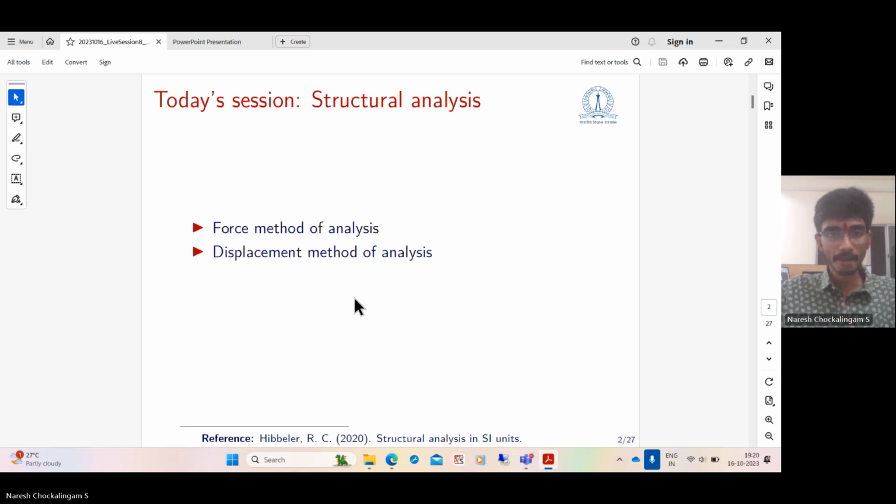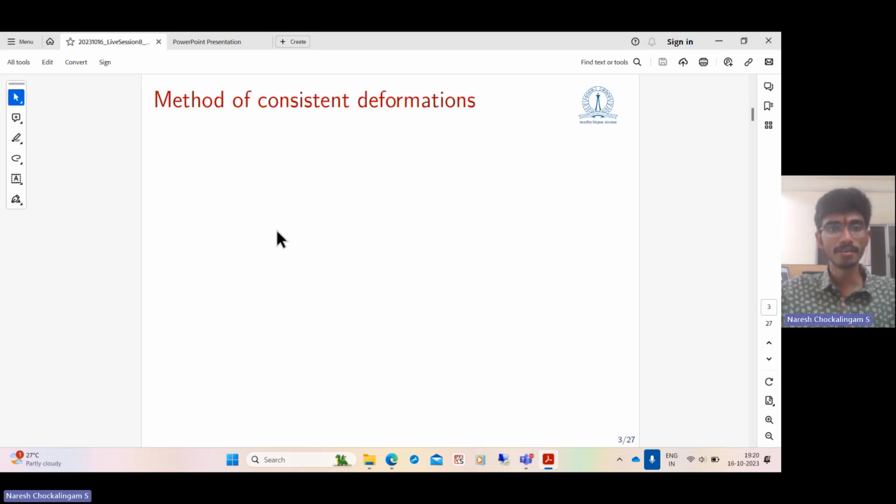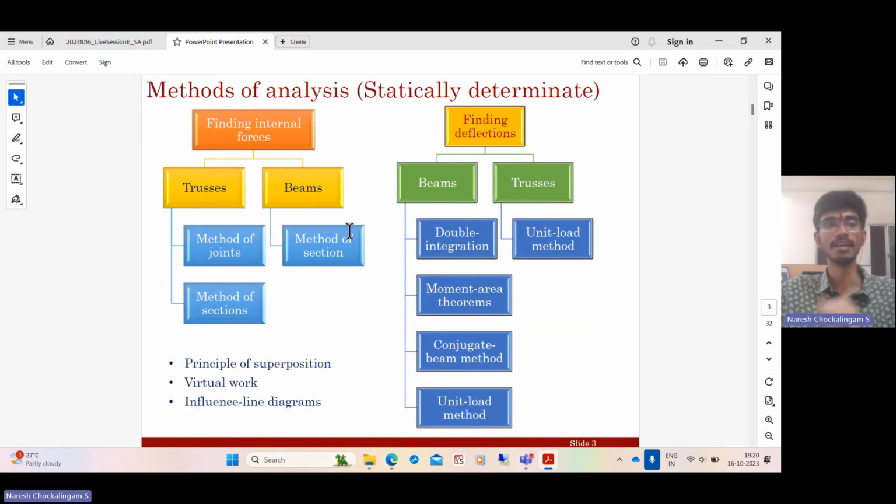So let's get started. Before we get into today's problems, let me quickly go through an overview of structural analysis. Basically, methods of analyzing a statically determinate structure can be divided into those methods that are meant for beams and those that are meant for trusses. For beams and frames, the difference is that they resist bending moments and shear forces, whereas in a truss, all the members are axial force members. So for truss, you basically have the method of joints and method of sections, but we are not going to focus on trusses in this session.